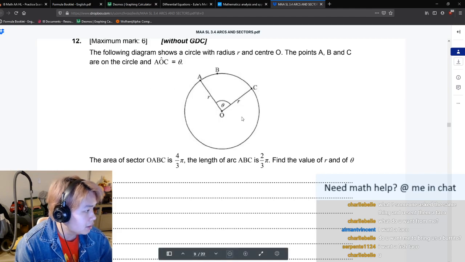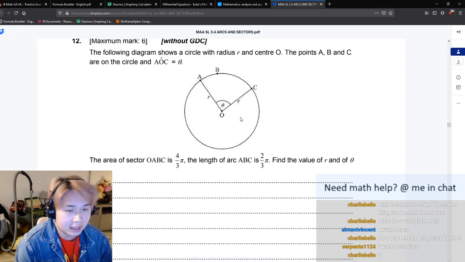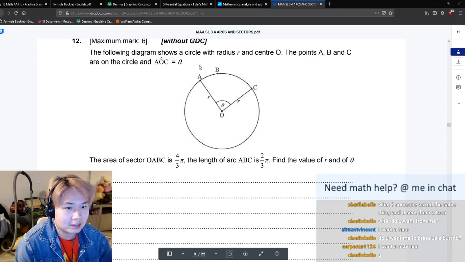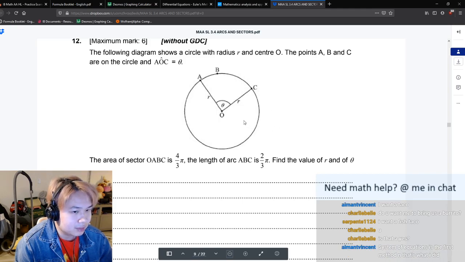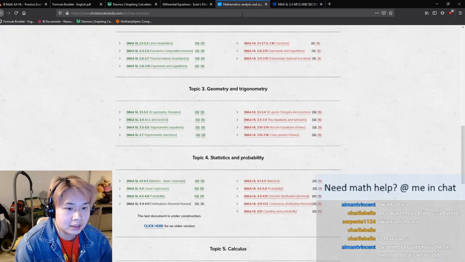Okay, so this is question 12. And then the answer key has a second method. What are you even supposed to do? So here's this thingy. And then this sector is 4, 3 over pi. And then this arc is 2 over 3 pi. And then we need to find the radius and then theta. Oh, don't you just plug in... Don't you just have a system and then you can solve it? So let's see what they did.